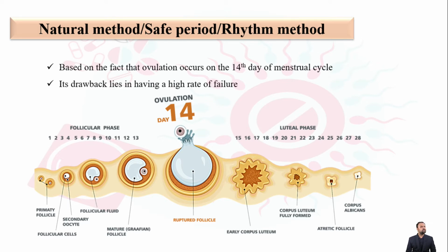Students, its drawback lies in having a high rate of failure. Basically students, generally ovulation will occur on the 14th day, but this is not a foolproof method. Sometimes ovulation can occur much earlier. So in such cases, this method may fail. But one very good plus point of this method is that it does not have a single side effect.